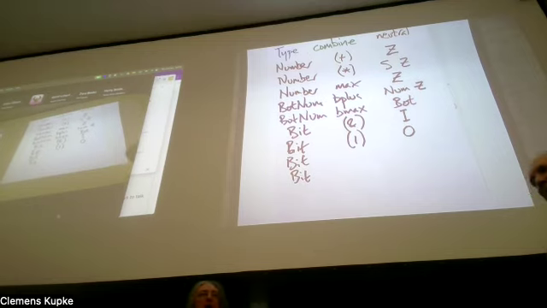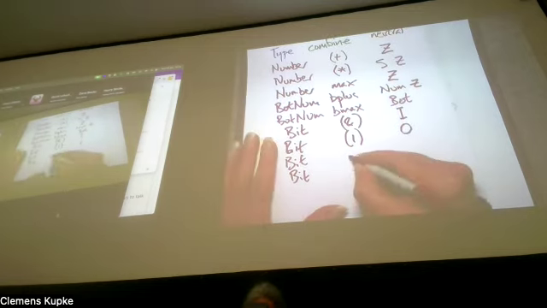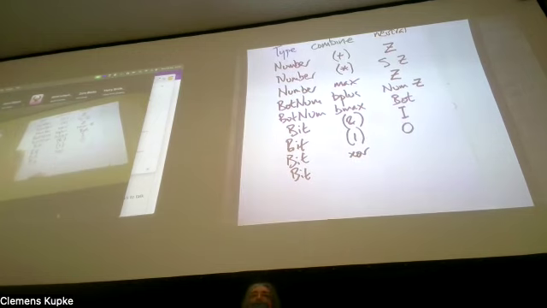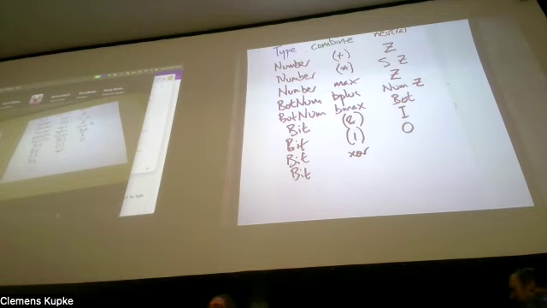So do we know any other monoids on the bits? Slightly more exotic, but not much. Yes? XOR is most certainly a monoid on the bits. I'm going to write it just as XOR. And what's its neutral element? Yep.